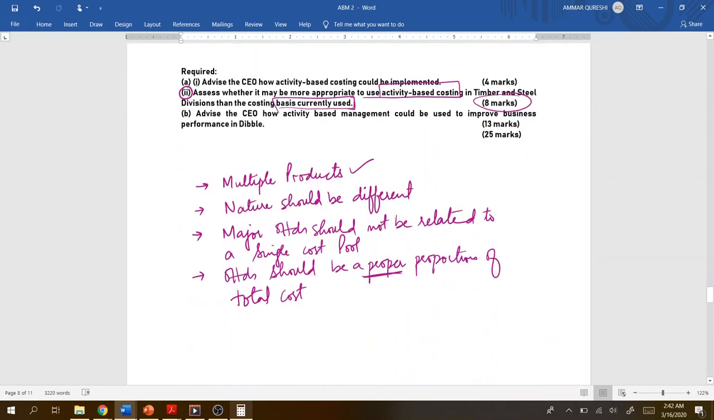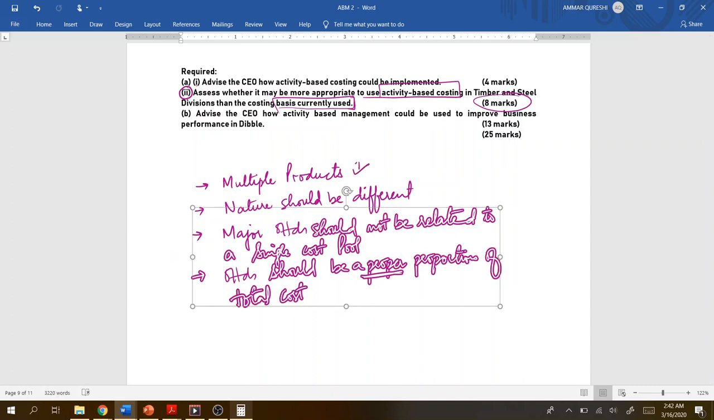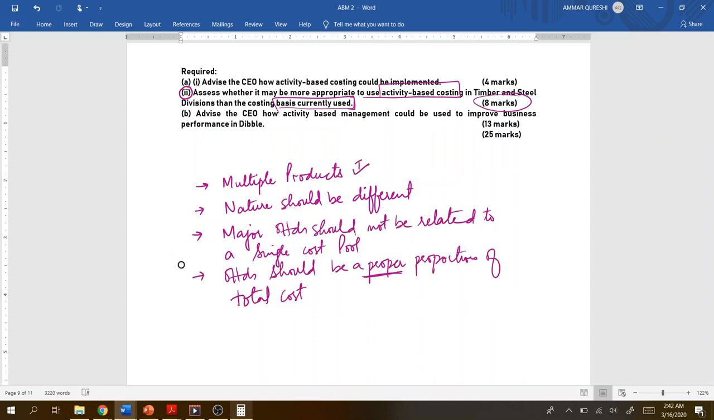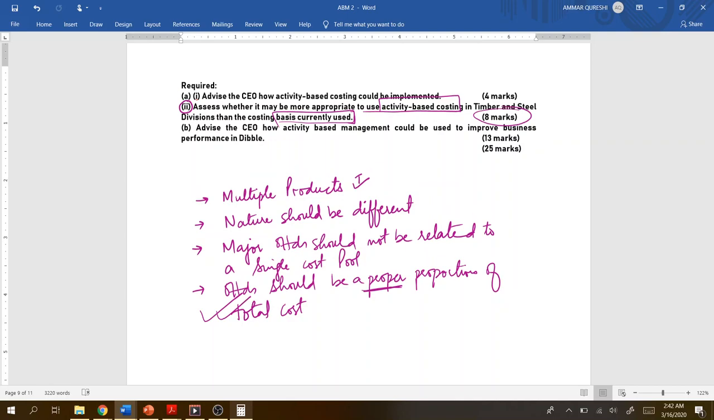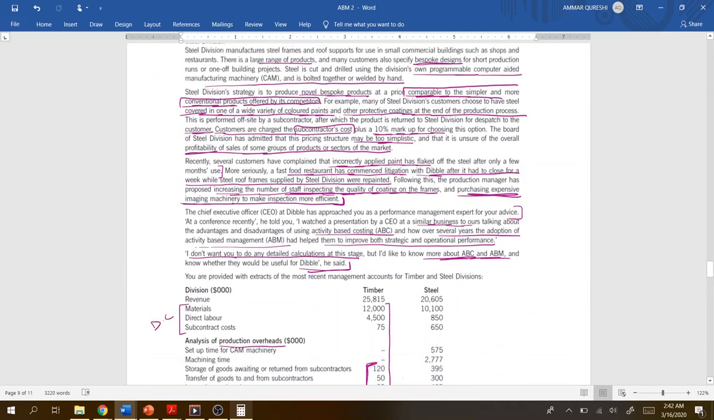So why should the timber division use the current absorption costing system? Because the first condition has been met, right? In the timber division, the first condition has been met. The second condition is partially met, not 100%, because the company is manufacturing different products. But there are not a lot of different products in which all our products are different, right? The most important thing on the basis of which we can reject this claim is this one, right? So you have to justify why you think that the current absorption costing system may not be relevant in this situation for the timber division, right?